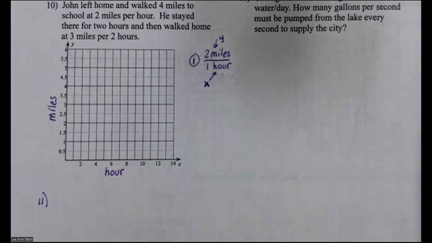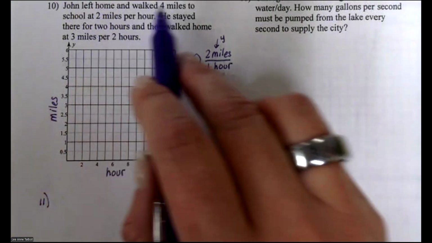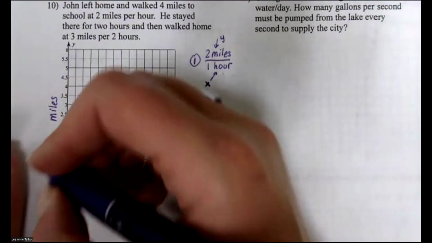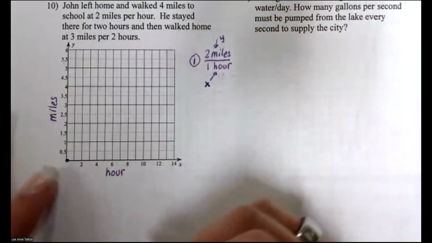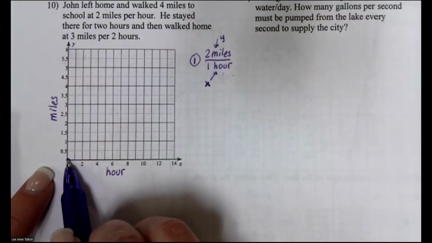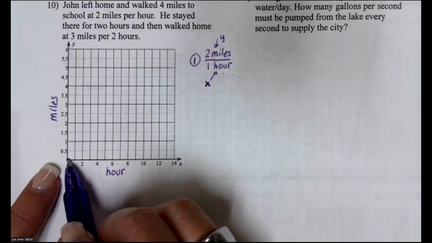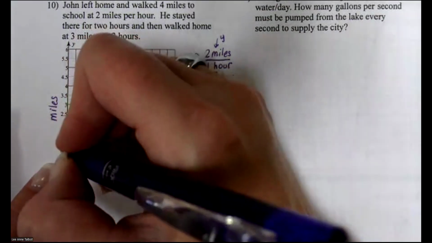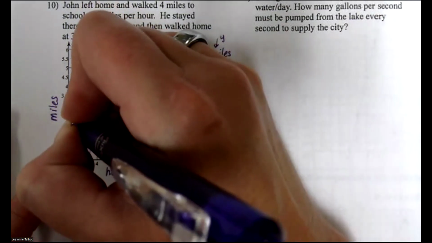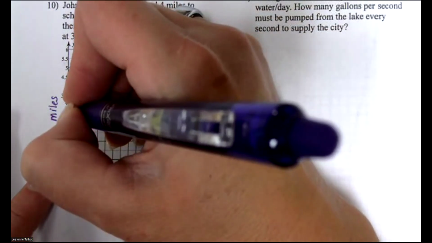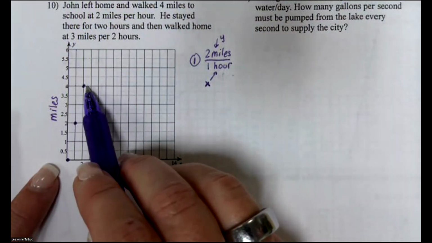Okay. So now it says he left home and walked 4 miles to school at 2 miles per hour. Okay, so we're just going to start. He left home, 0 miles from home. He's at home right now, and he's going to go 2 miles per 1 hour until he gets 4 miles away.